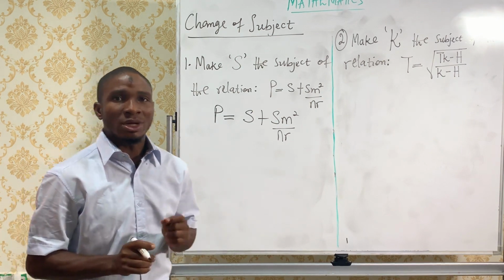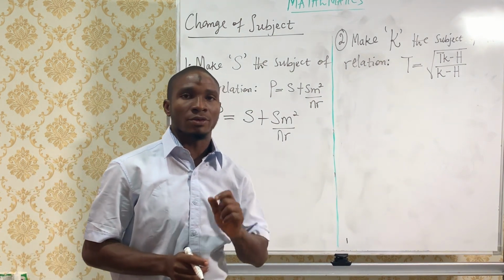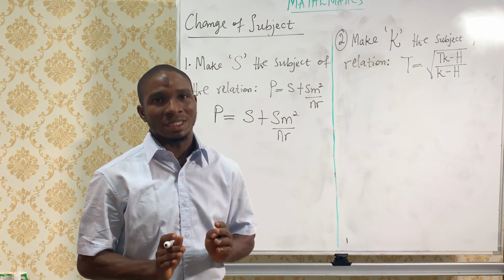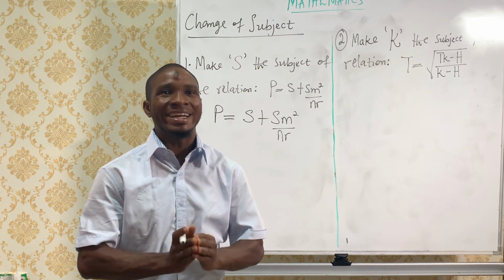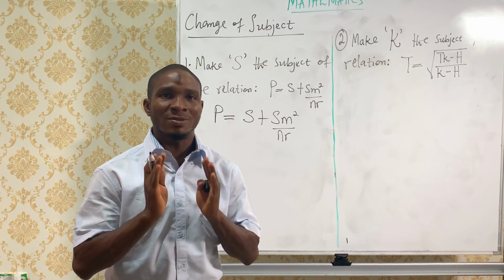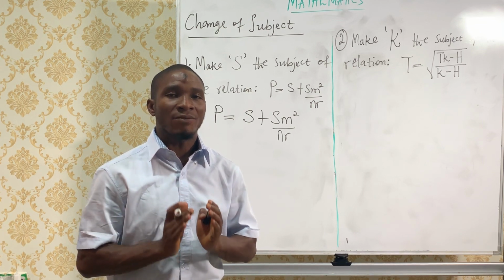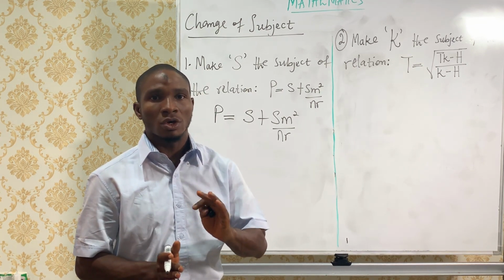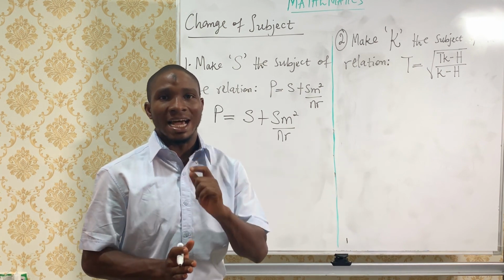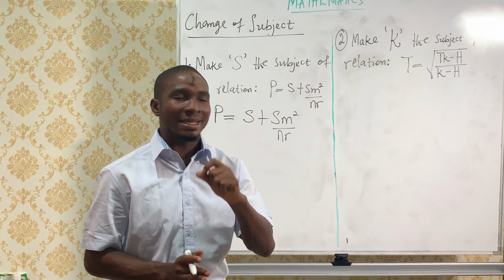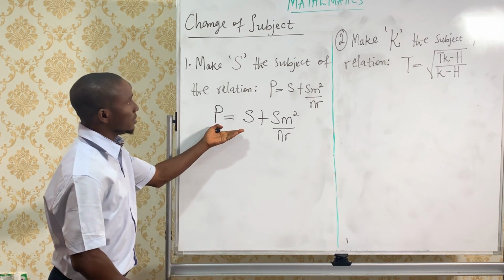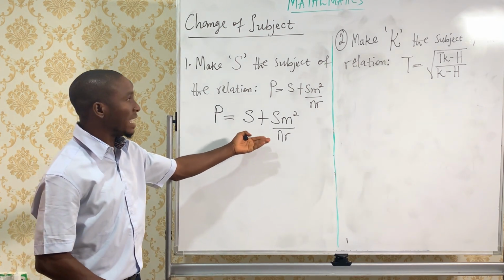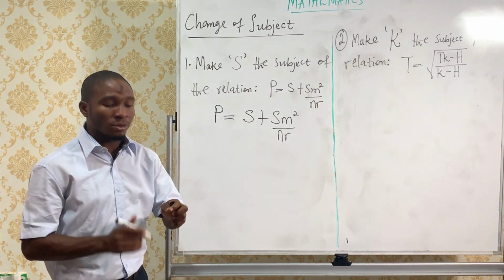Note, anytime you're asked to make any alphabet the subject of the formula, what they are trying to say is that you should make that alphabet stand alone. Nothing must be attached to that alphabet. It must not be squared, or have a square root, or a cube, or anything else. The alphabet must just stand alone. Now, we are asked to make S the subject of the formula. It means that we should make S stand alone.